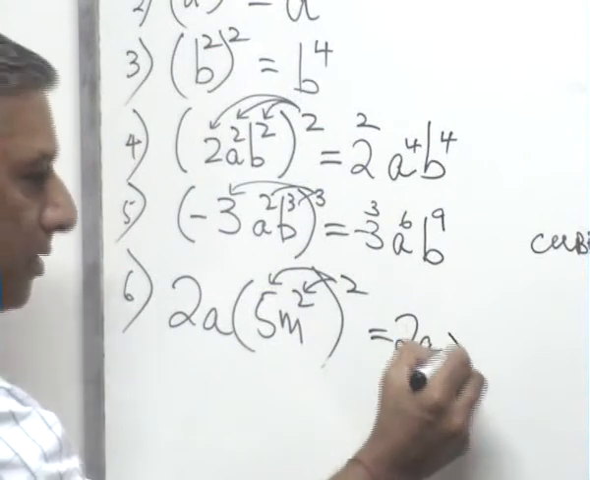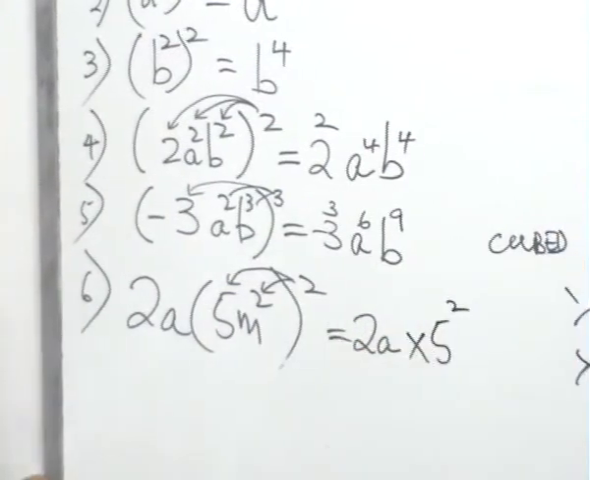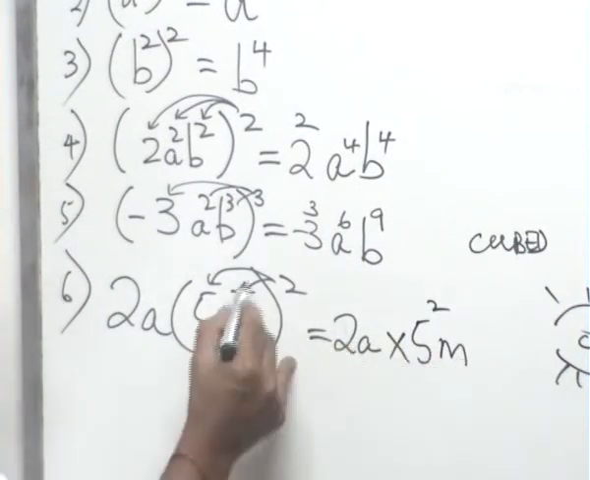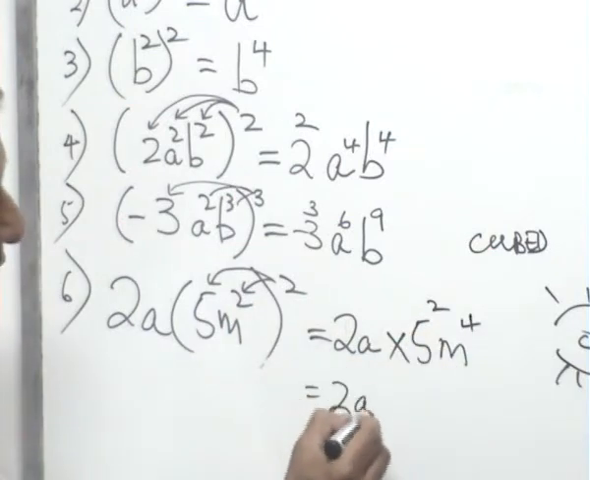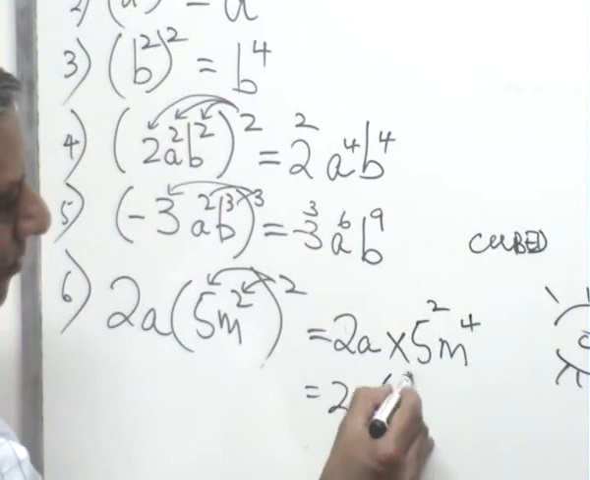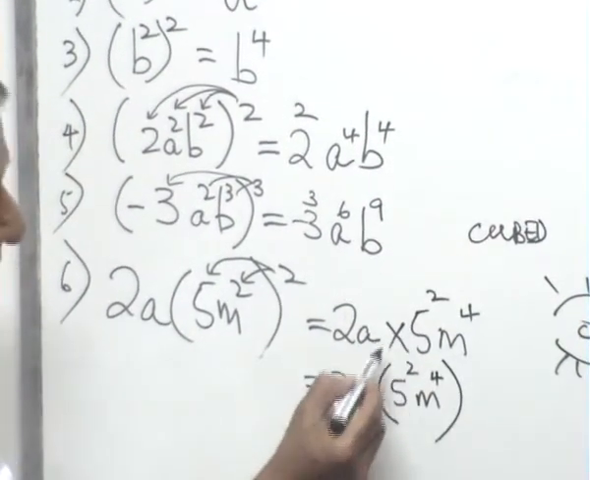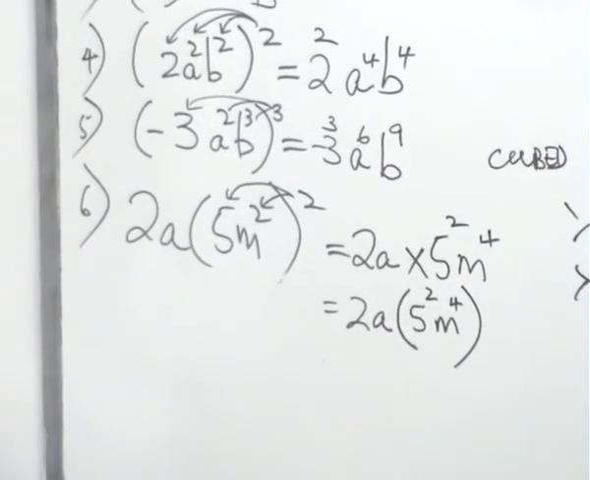Now, you can write like this, times 5 squared m, 2 times 2, 4. So you can write it like that, or you can write it again like this, 2a into 5 squared m to the 4. So I can put a multiplication in between them, or I can use a bracket like that.